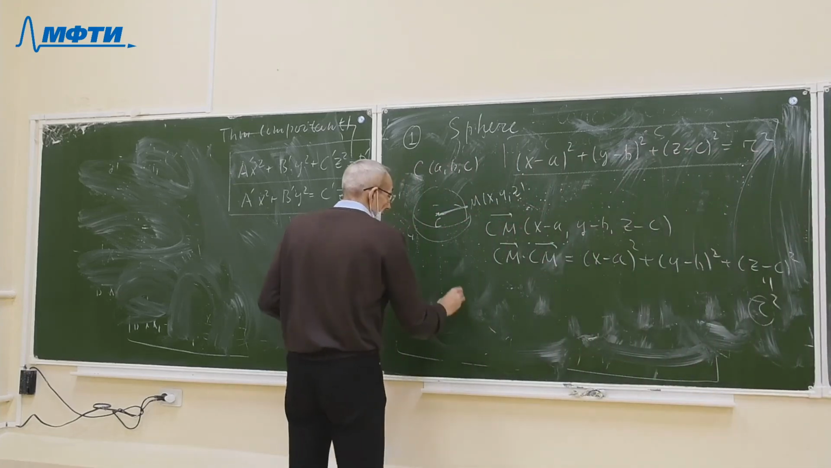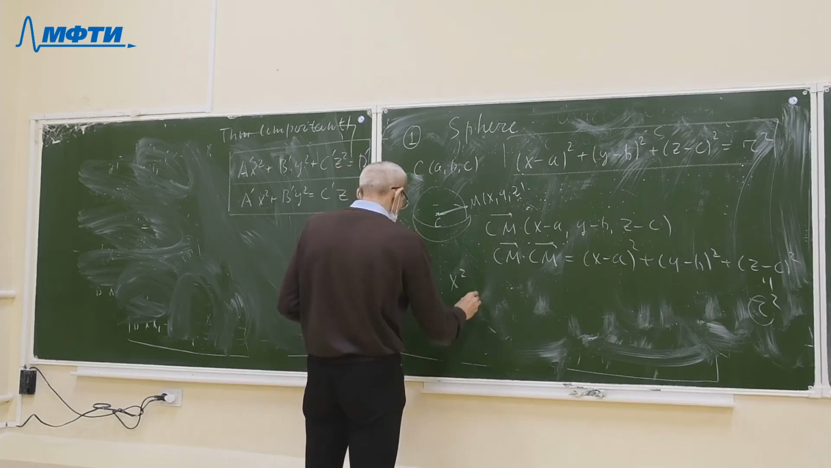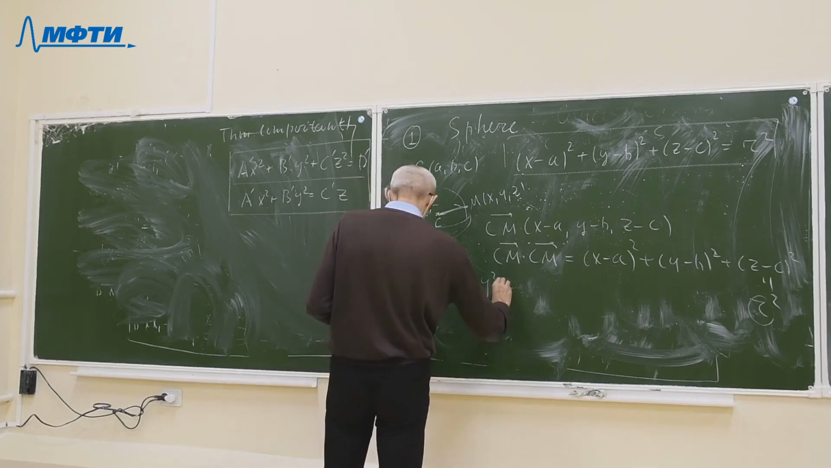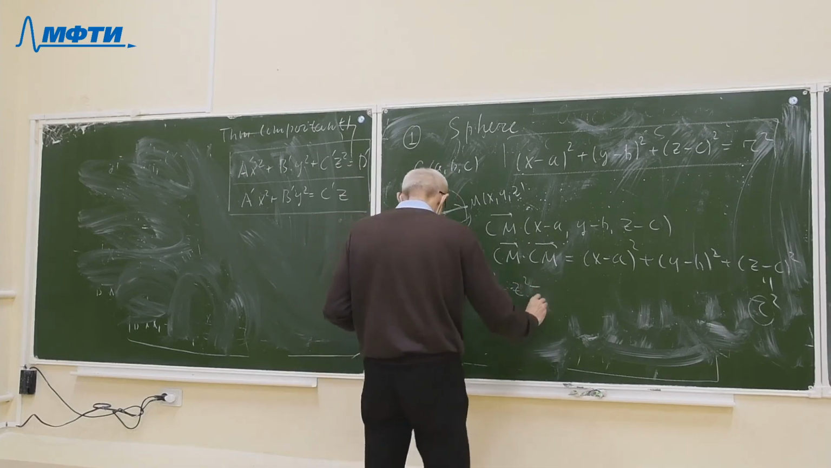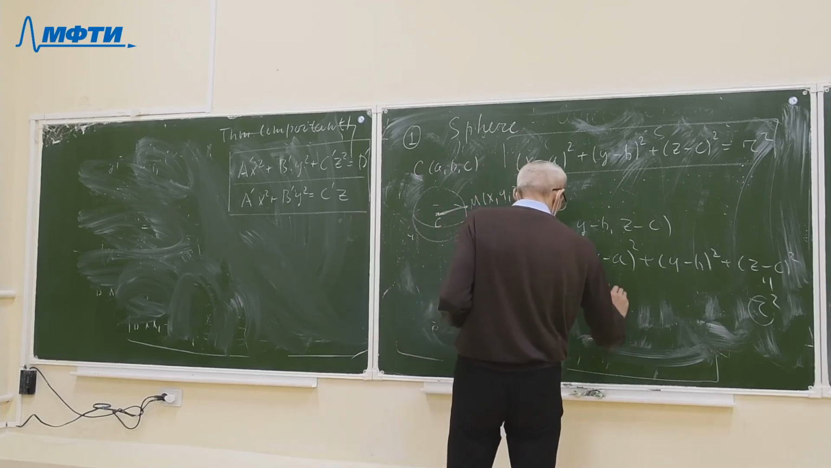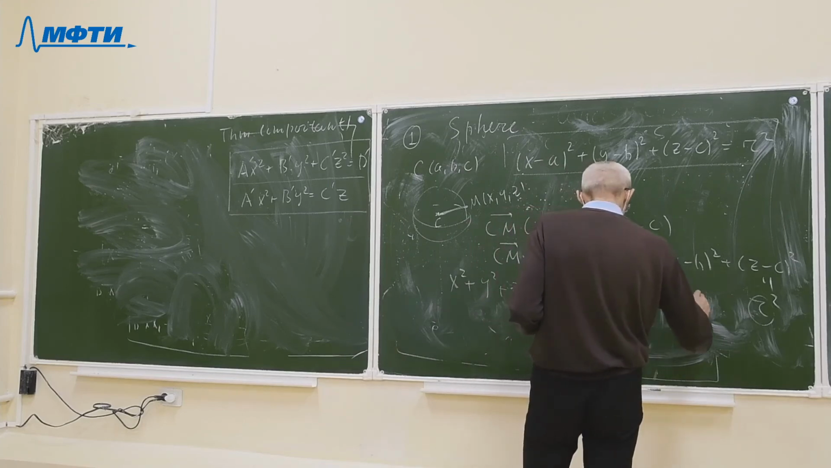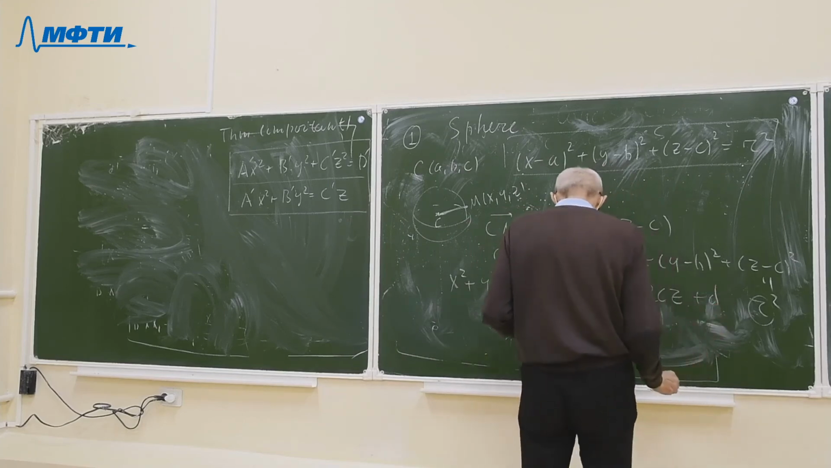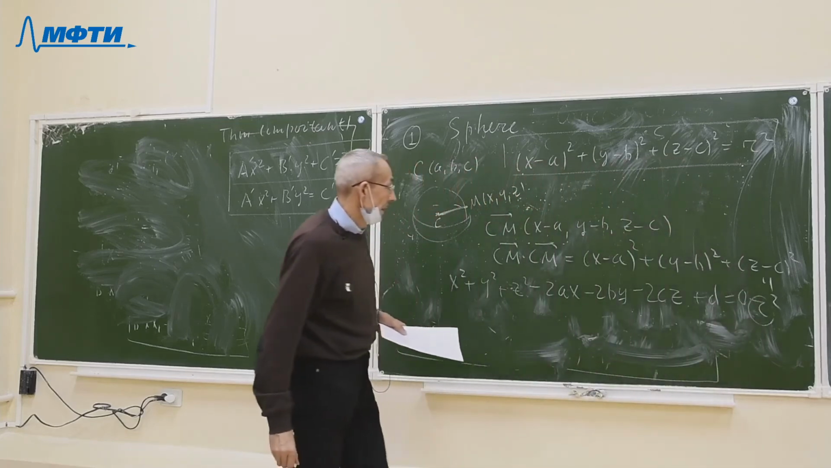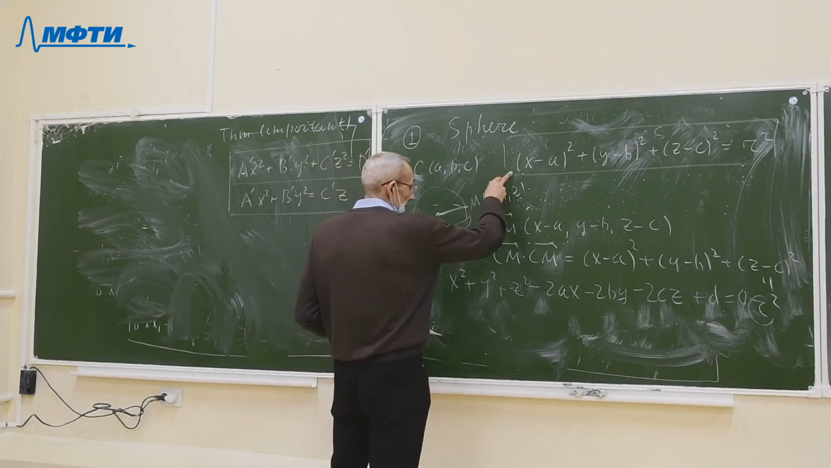If we have an arbitrary equation in the form x squared plus y squared plus z squared minus 2ax minus 2by minus 2cz plus d is equal to 0, this equation can be written in the following form.